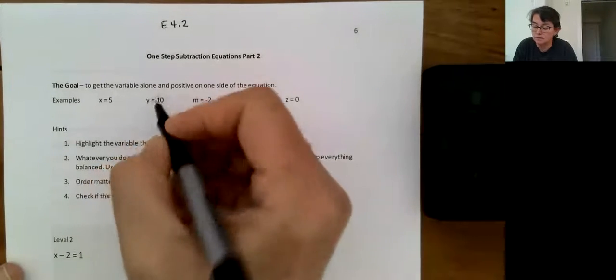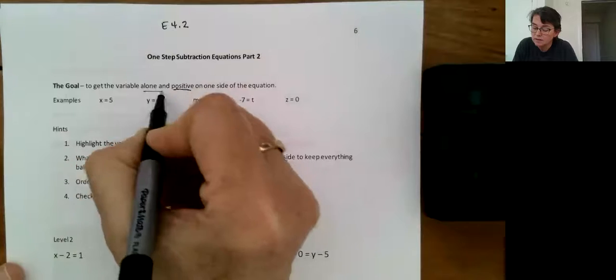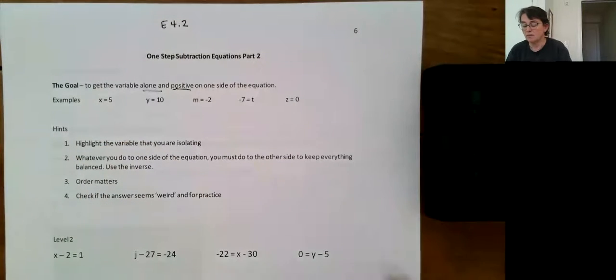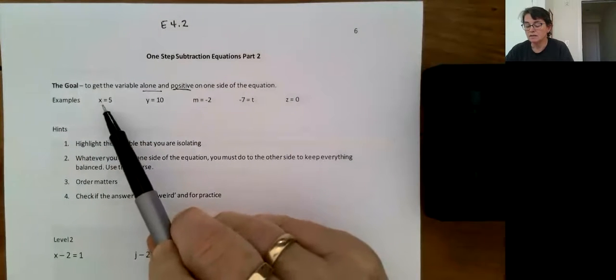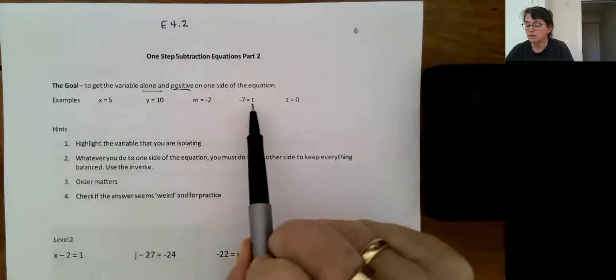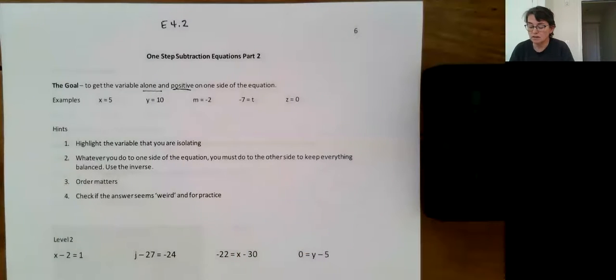So alone, positive, and it doesn't matter like before whether the x is on the left or on the right. So it's all good. My handy dandy hints. And if you looked at the addition one, this is the exact same set of ideas. Highlight the variable that you're looking at. Whatever you do to one side, you do to the other. You have to keep everything balanced. You have to use the inverse.